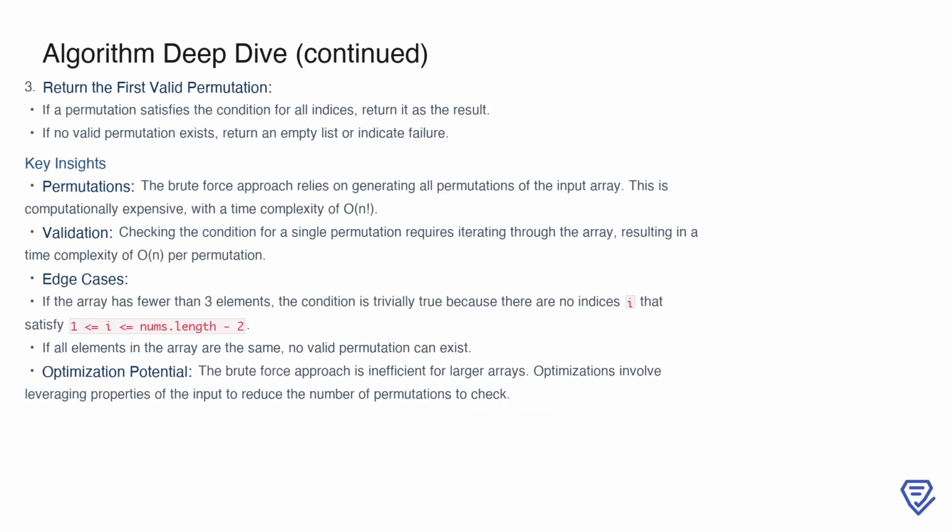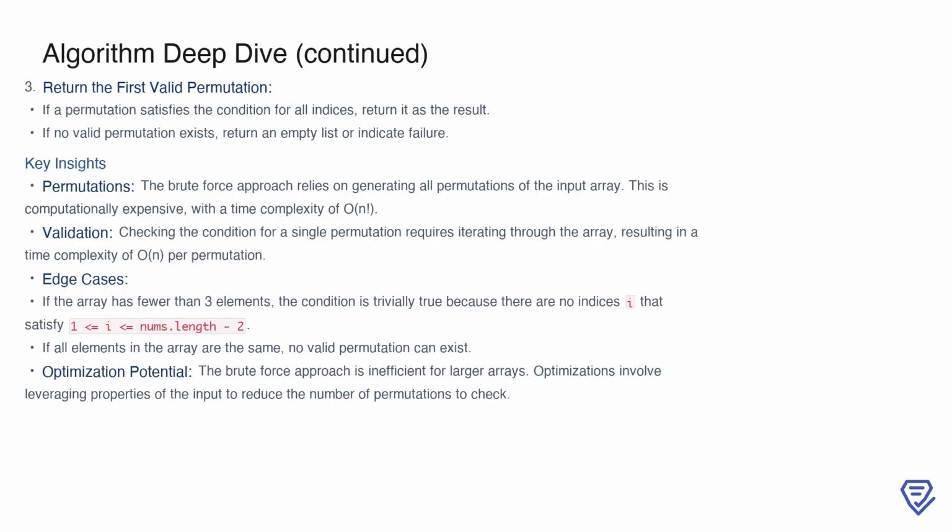Once we generate all permutations, the next step is to identify the first valid permutation that satisfies the condition for all indices. If such a permutation is found, it is returned as the result. However, if no permutation meets the criteria, we return an empty list or indicate failure. There are some key insights to consider here. First, generating permutations is an expensive operation with a time complexity of n factorial, as the number of permutations grows factorially with the size of the array. Second, checking each permutation for validity involves iterating through the array, which adds an n cost per permutation. This makes the brute force approach impractical for larger arrays.